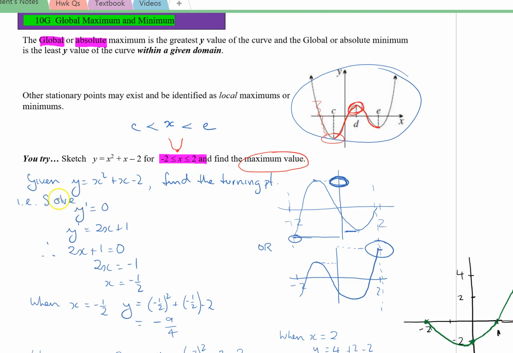I thought that I would identify the turning point, and to find the turning point, well, I could have just simply done minus b on 2a, minus 1 on 2, but I went to calculus and said to find the turning point, solve y dash equals 0, and y dash is 2x plus 1. 2x plus 1 is 0, gives x is minus 1/2. Now, I've gone on to find those actual values: when x is minus 1/2, y is minus 9 on 4.